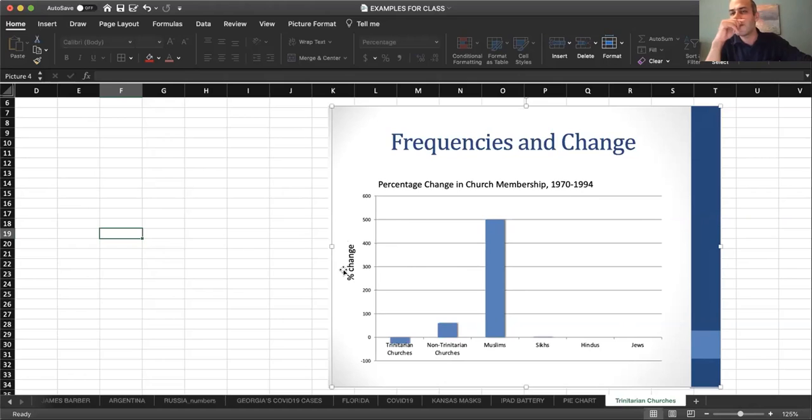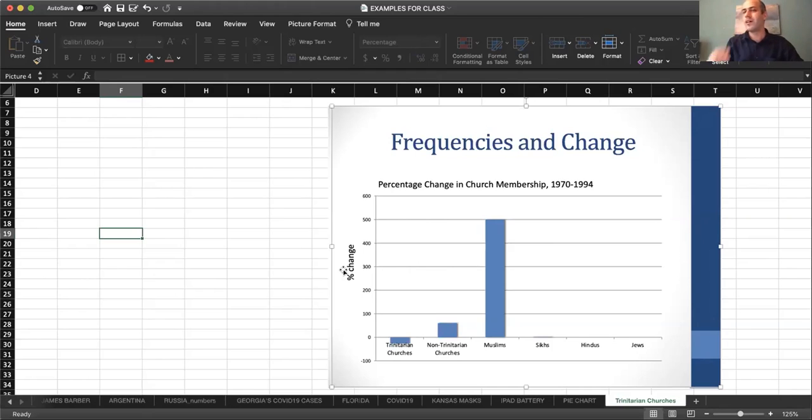Every time you are given a percentage change, what percentage growth that is, always pay attention to the absolute raw scores. What is the absolute frequency here? Because let's say if there's one mosque in 1970, and in 1994 there are two mosques, the percent change is 100% from 1 to 2. So percent change is very sensitive to initial scores.